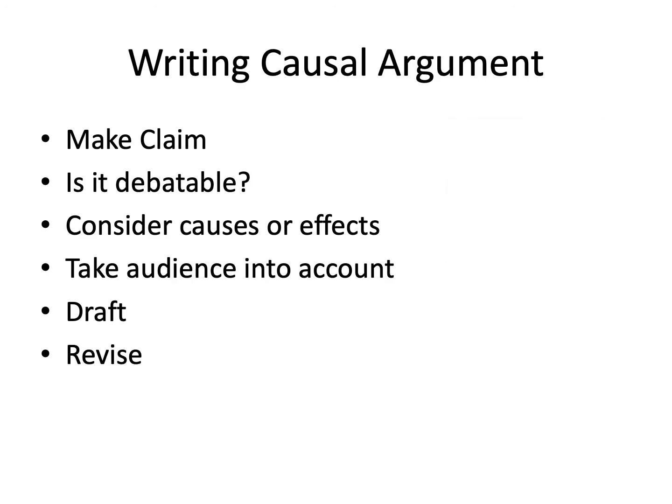All right. Now, when you're writing a causal argument, you have to make a claim. You have to ask if it's debatable. This is with any argument. Are there people who will argue the other side? If there aren't, then you've got to think, well, maybe this isn't the best. All right. Look at the causes and the effects. Take your audience into account. Write a rough draft and revise. Simple as that. All right, so that was quick, less than 5 minutes for causal arguments. Again, I'm just giving these to you in case you might need something like this to work in your research paper.